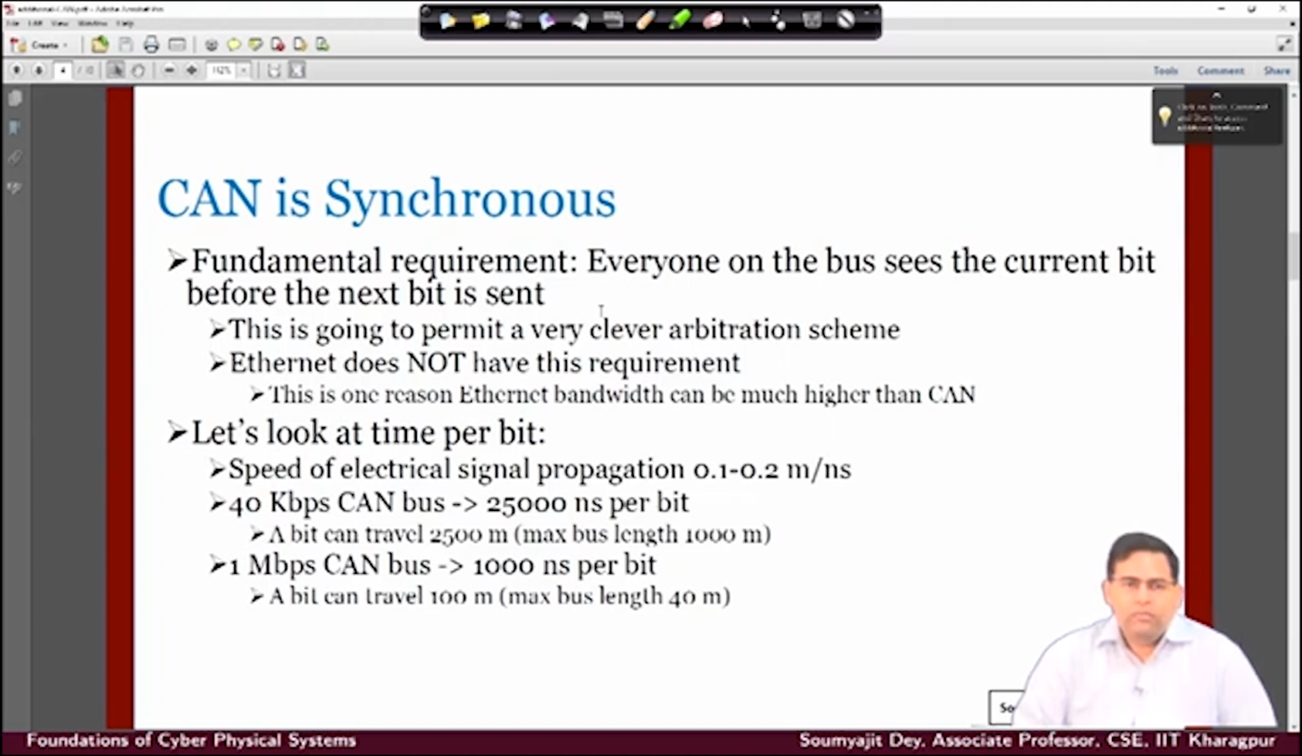Similarly, if I have a 1 Mbps CAN bus, that's a higher bit rate. For a higher bit rate we will have 1000 nanoseconds, a smaller amount of time per bit. So the bit will be able to travel a smaller distance, and that will again limit the bus length.